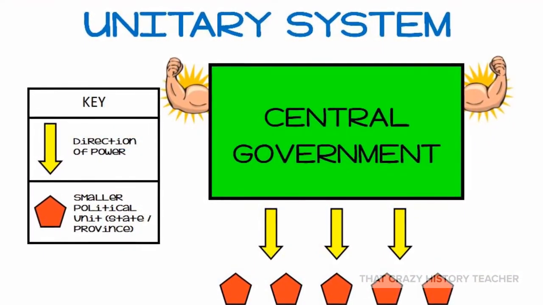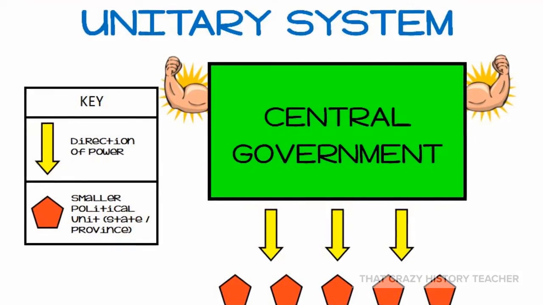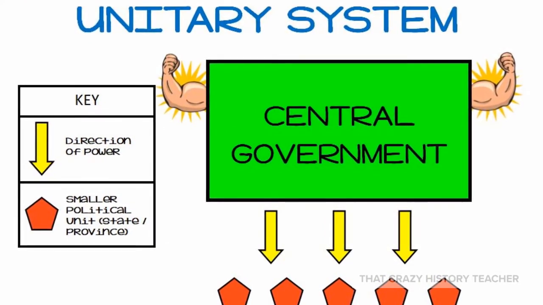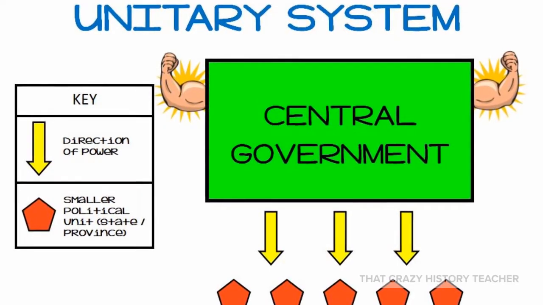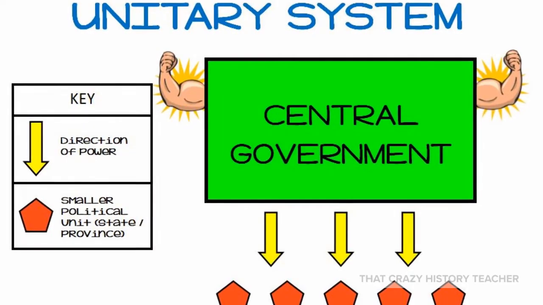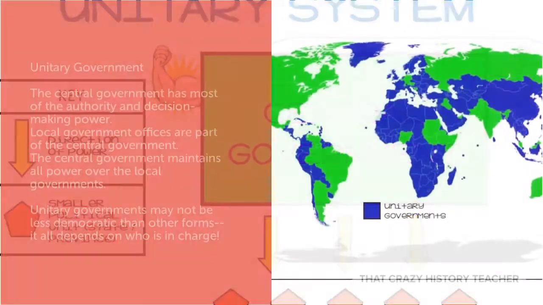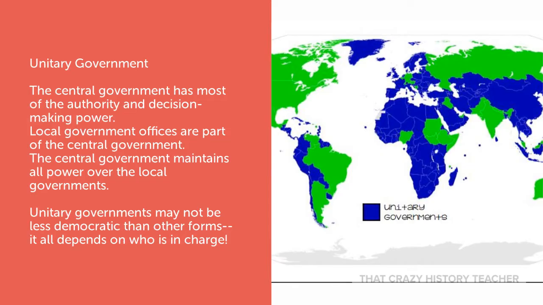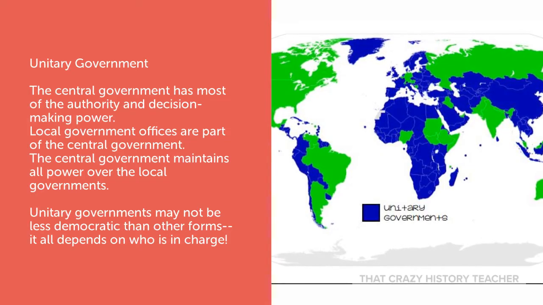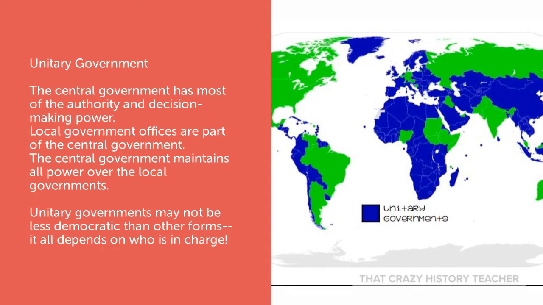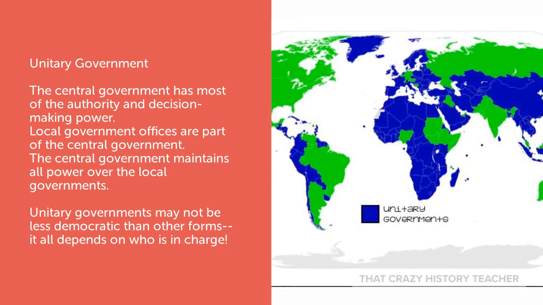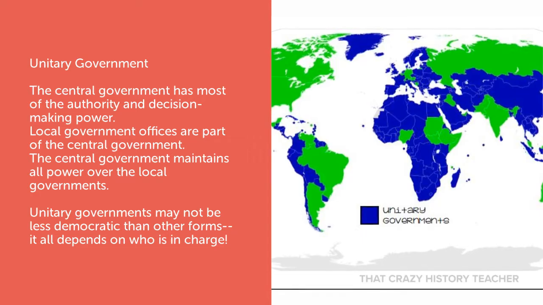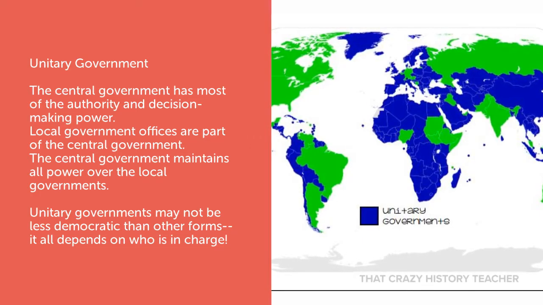In a unitary system of government, the national or the central government has the power. They may share it with the smaller political units, the states or the provinces, but they don't have to. Unitary governments can be in countries that have autocracies or oligarchies, because then we know that the central government has most of the power. But they can also be in democratic countries. Usually the democratic countries that have unitary governments are pretty small.